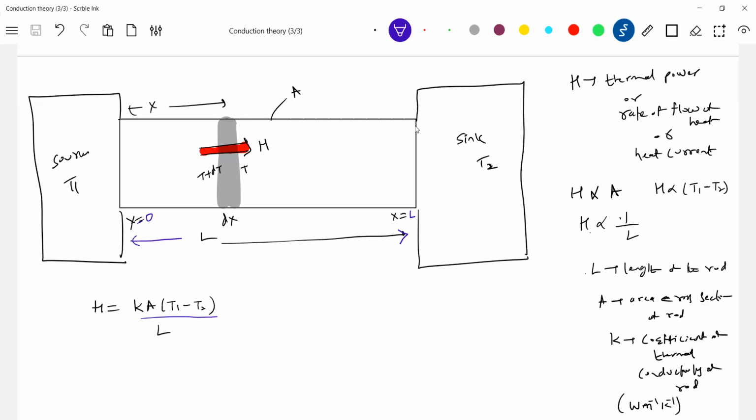We have designed a formula. What is the unit for H? H is the thermal power, the amount of heat flowing per second. I'll write it in a very simple way. This will be H = KA delta T by L, the temperature difference, or further, delta T by R. What is R? Thermal resistance, I'll call it.